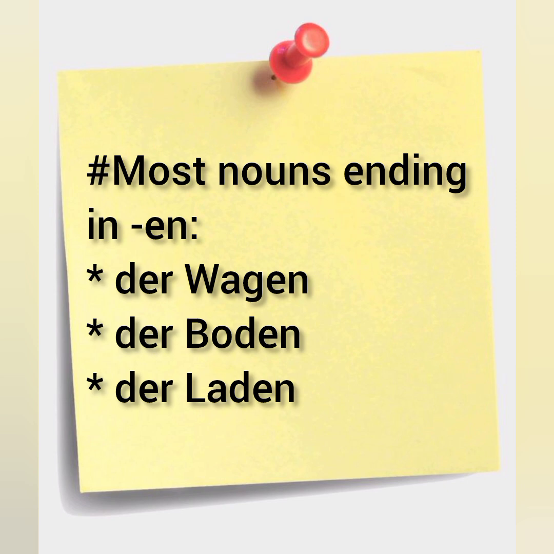Most nouns in German ending in en are masculine. Der Wagen, which is a vehicle. Der Boden. Boden is the ground, the ground of the earth. Then der Laden. So these nouns ending in en, most of them are considered masculine. Der Wagen, der Boden, and der Laden.